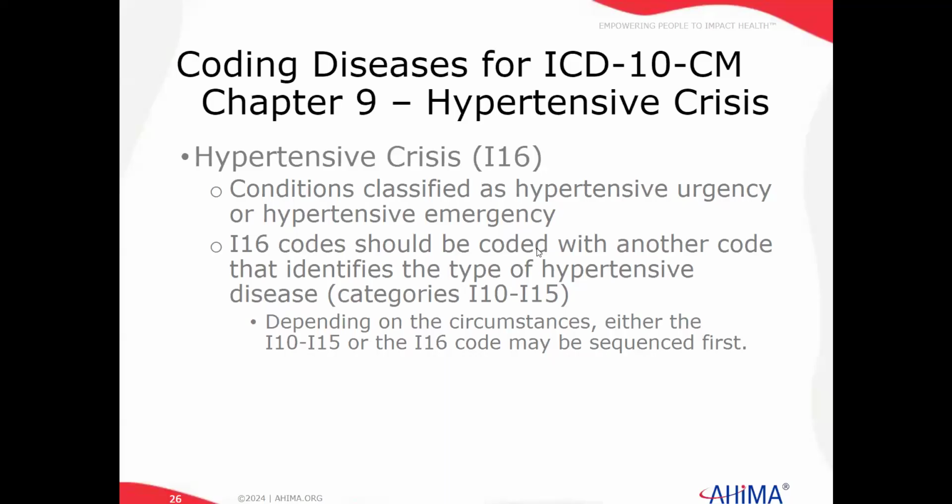Finally, we have hypertensive crisis, and this is a serious medical emergency coded from I16. And these are coded with another type of hypertensive disease. In other words, if you use I16, you should be picking up another code from code categories I10 to I15.